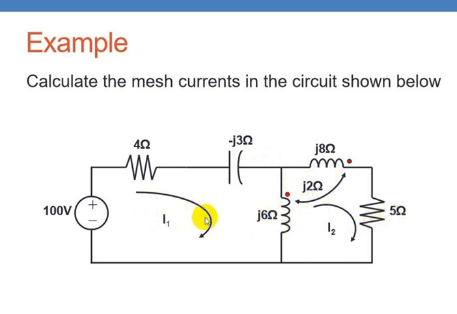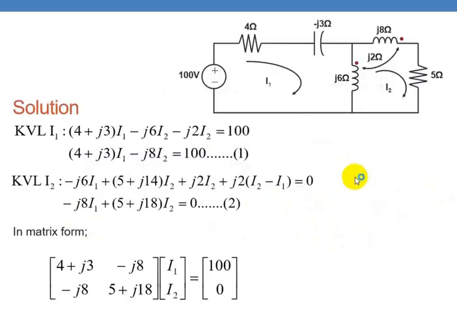The current directions are marked here. If current directions are not given, you have to assign the current direction; you can assume the current directions as clockwise. These two coils are coupled coils, so the dots are placed here. Now let us see how to write the equation, okay, with I1.